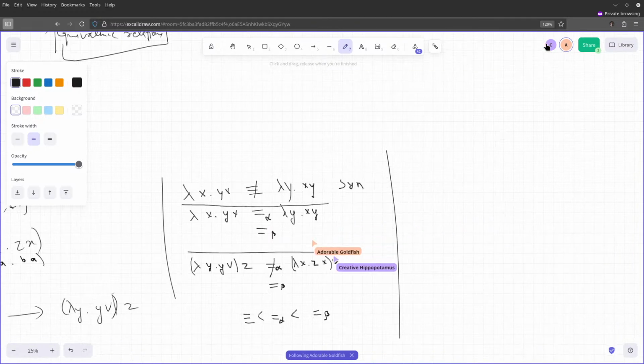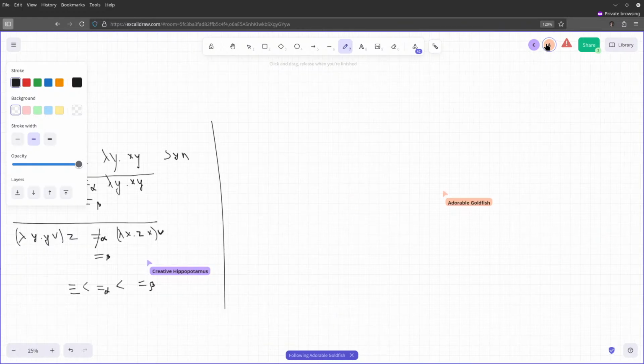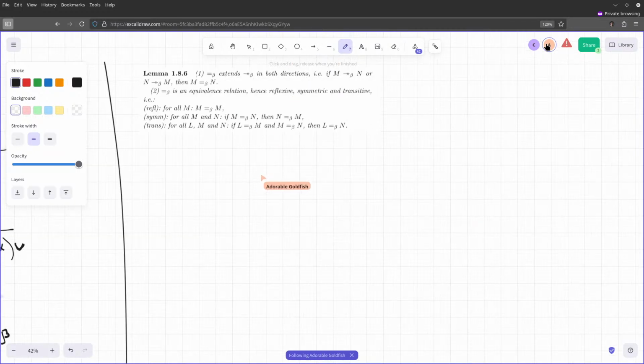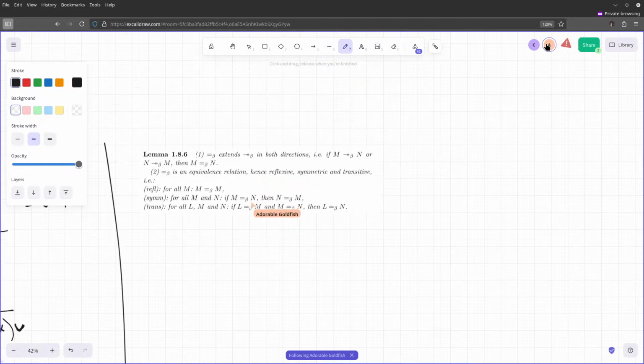Okay. Yes. We now have to prove two things. Let me copy paste that. Yeah, so the first thing is the same thing as before. You need to show that the equality extends the beta reduction relation, and you can do it just like last time. It's just the case n equals 1.